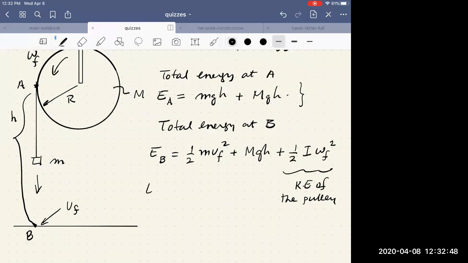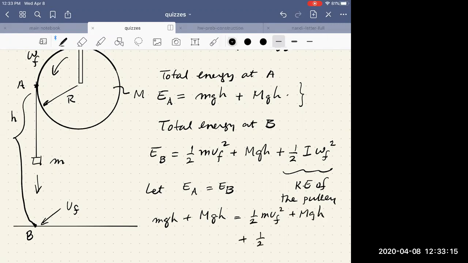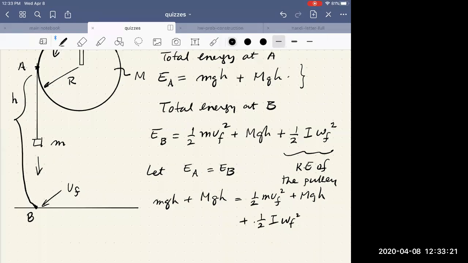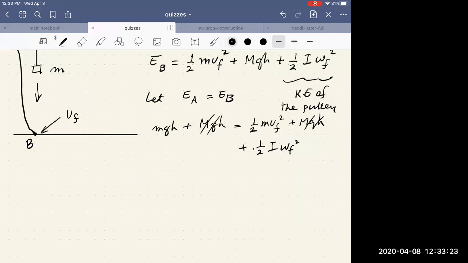So if you let energy be conserved, so EA be equal to EB, then let's write it out. So we have mgh plus big mgh is equal to half m v final square plus big mgh plus 1/2 I omega final square. So let's get rid of this big mgh that shows up in both places. We don't need it here.